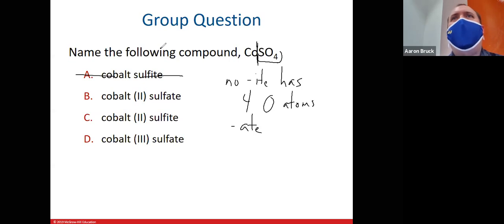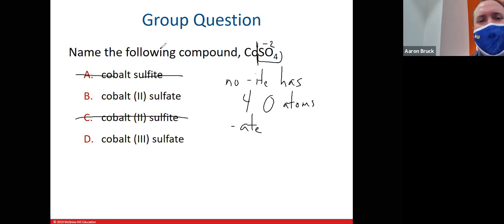Where is sulfur on the periodic table? Which group is it in? Sulfur, 16. What kinds of charges do elements in group 16 make? -2. So if the sulfate, well, I just spoiled that.